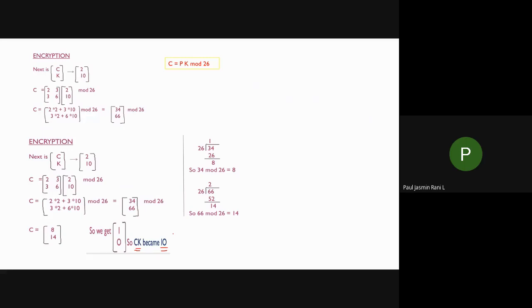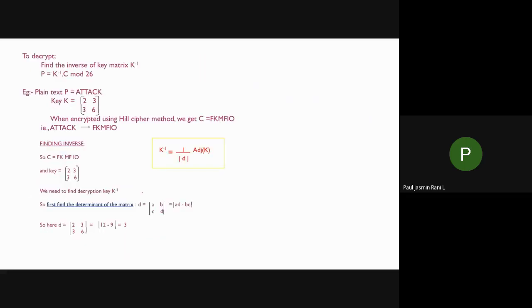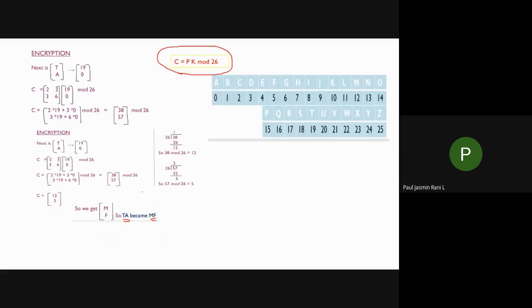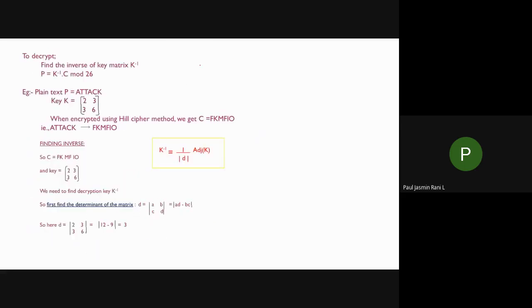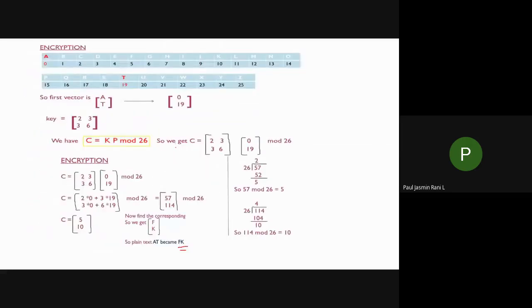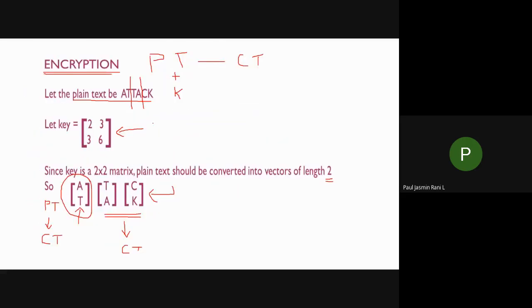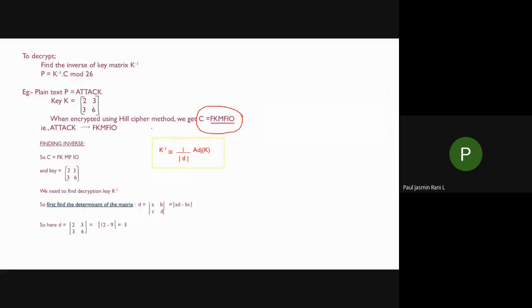After doing this, that is your encryption, finally you will get your value as FKMFIO. So this one will be your ciphertext. This is your ciphertext for the plain text ATTACK. For the plain text ATTACK, the ciphertext is FKMFIO.